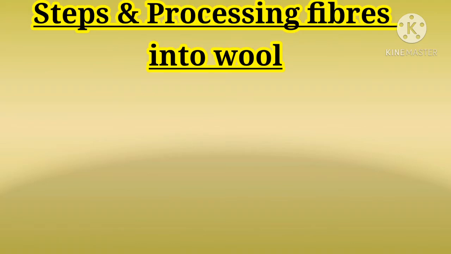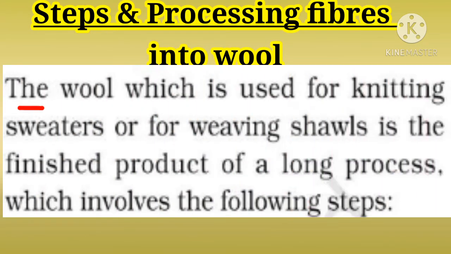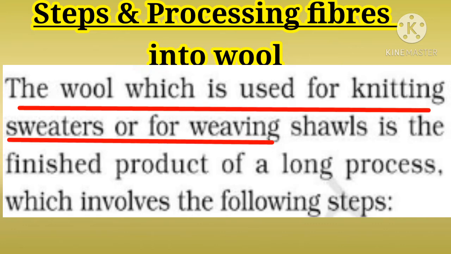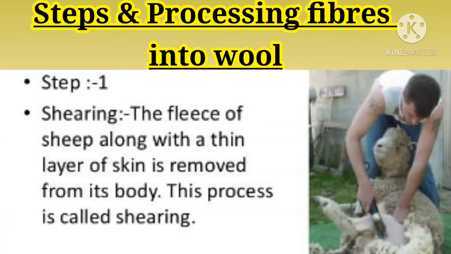Now let us study the steps in processing fibers into wool. The wool which is used for knitting sweaters or for weaving shawls is the finished product of a long process which involves the following steps. Step 1. The fleece of the sheep along with the thin layer of skin is removed from its body. This process is called shearing.